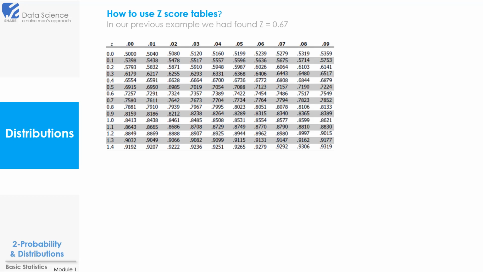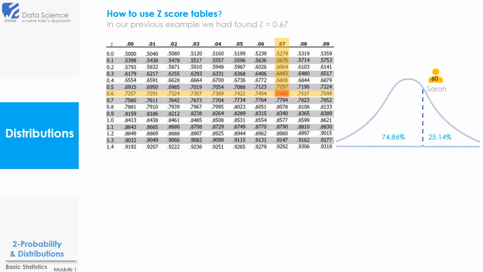So to find our value of 0.67, we will look in the first column and find the nearest value, that is 0.6. Then we will look at the top row and find the remaining value of 0.07. Now the value at the intersection will be the probability. And remember, that is what we found in the previous slide.